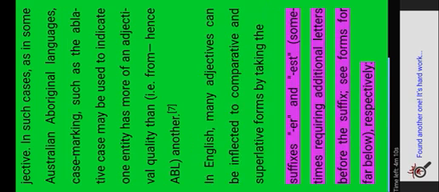In English, many adjectives can be inflected to comparative and superlative forms by taking the suffixes "-er" and "-est", sometimes requiring additional letters before the suffix, see forms for "far" below, respectively. Great, greater, greatest. Deep, deeper, deepest. Some adjectives are irregular in this sense. Good, better, best. Bad, worse, worst.